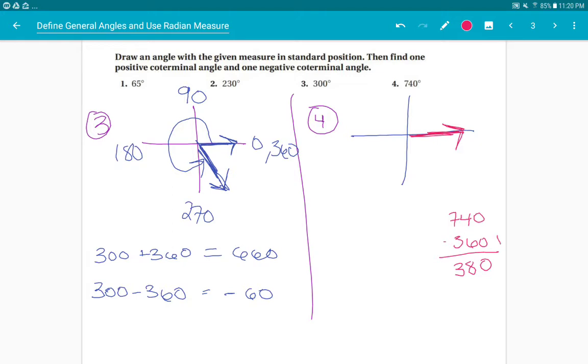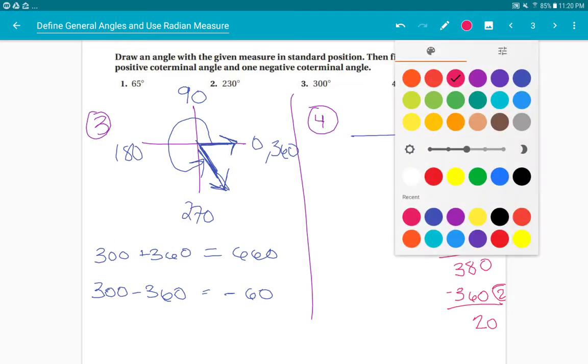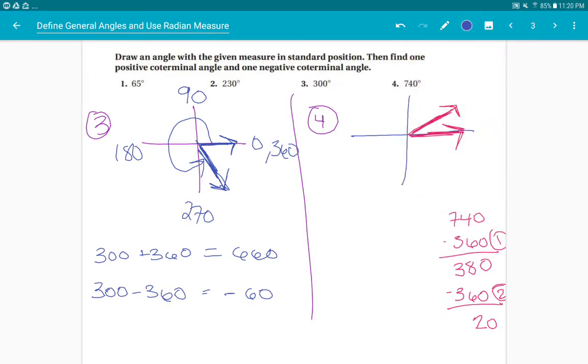So this is one revolution. It looks like I can subtract another 360. So that's going to be my second revolution. So what I'm left with here is a 20-degree angle. So that's going to tell me that my angle is going to look like a 20-degree angle. But when I draw my arrow here, I'm going to go 1, 2, and then stop at my angle.